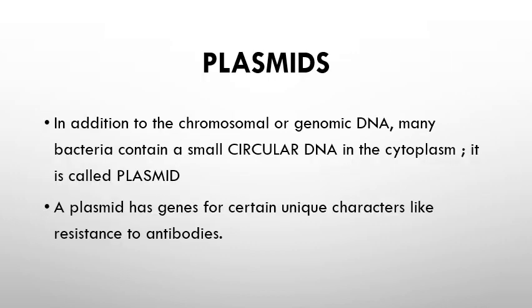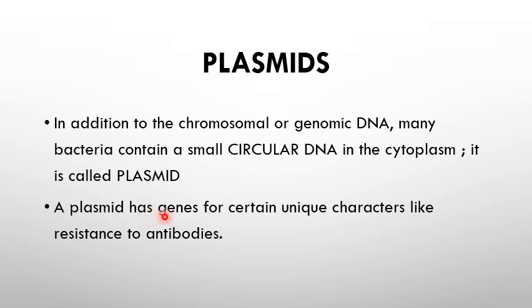And another one is the plasmid. This is again very important. In addition to the chromosomal or genomic DNA, many bacteria contain a small circular DNA in the cytoplasm. It is called a plasmid. And what is the unique feature of the plasmid?